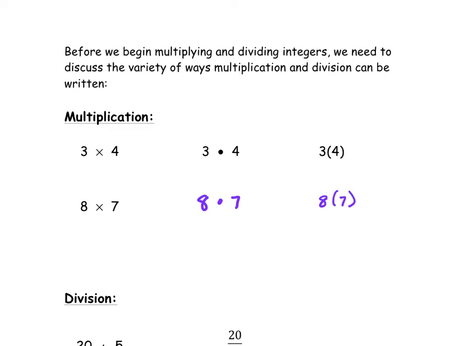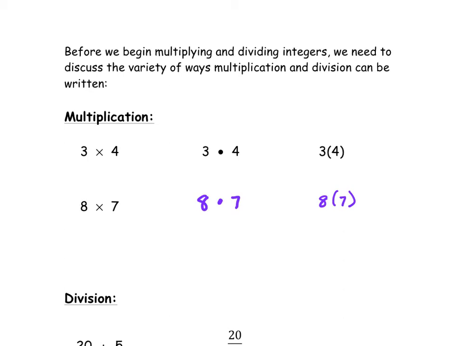So we would write two numbers side by side, 8 times 7, and the 7 must be enclosed in parentheses. Otherwise, as you may have looked at the answer choice, it looks like 87. So we have to distinguish between 87 and 8 times 7 using the set of parentheses.